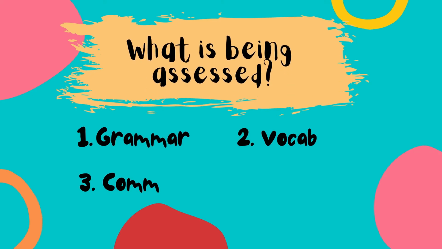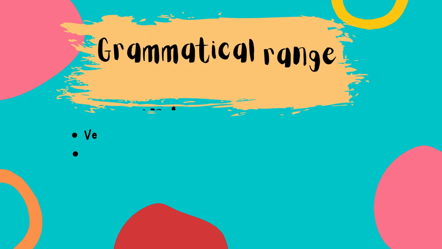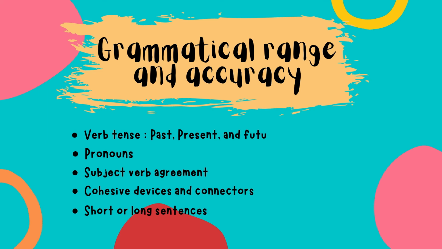There are 3 criteria that are used to assess you during the speaking test. The first one is grammatical range and accuracy. The assessor will be looking at things like pronouns. Are pronouns like he, she, they, them, her, and his used correctly when referring to people mentioned?